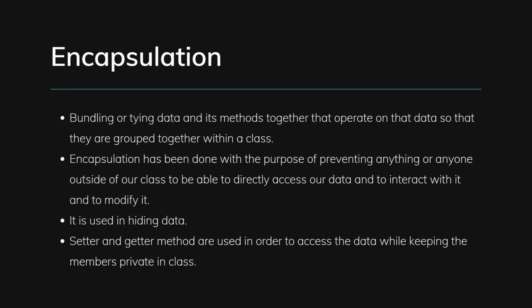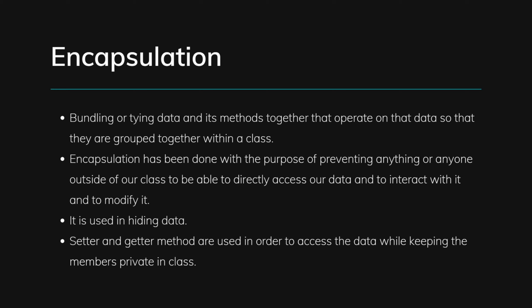a class. The primary goal of encapsulation is to protect the internal state of an object from unintended or harmful interference and misuse. By grouping related data and operations together, encapsulation not only organizes the code but also defines a clear boundary between an object's internal state and its external interface.